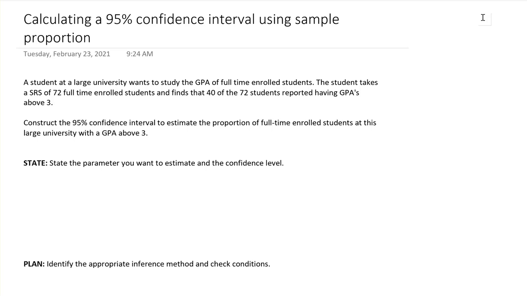So in my previous videos I talked about why you might want an interval, as well as the differences between confidence level and confidence interval. But I didn't talk about how to construct your confidence interval. So we're going to do that today.